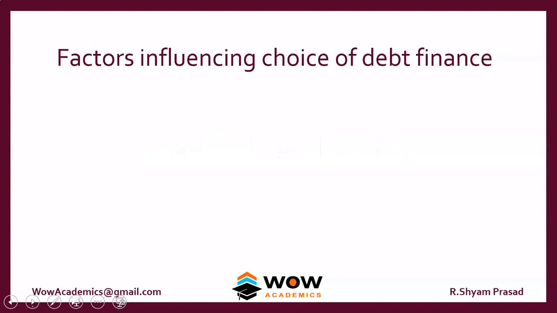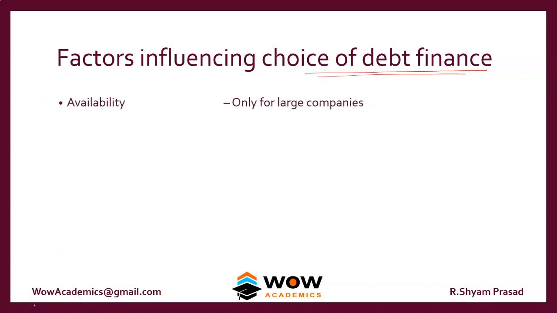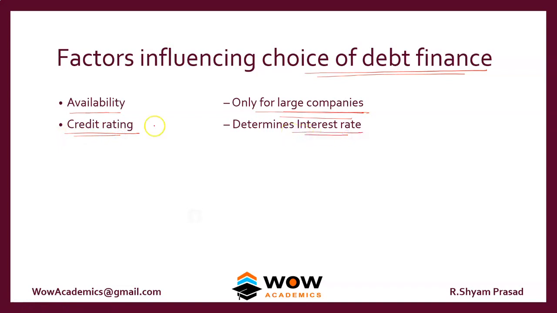So what are the factors which influence the choice of debt financing? So one is availability. Debt financing is usually available for all the companies, but the larger scale of debt financing is available only for large companies. Credit rating. The higher the credit rating a company has, the lower the interest rate. So that determines the choice of debt. The amount. Usually debt financing is available for a larger amount.